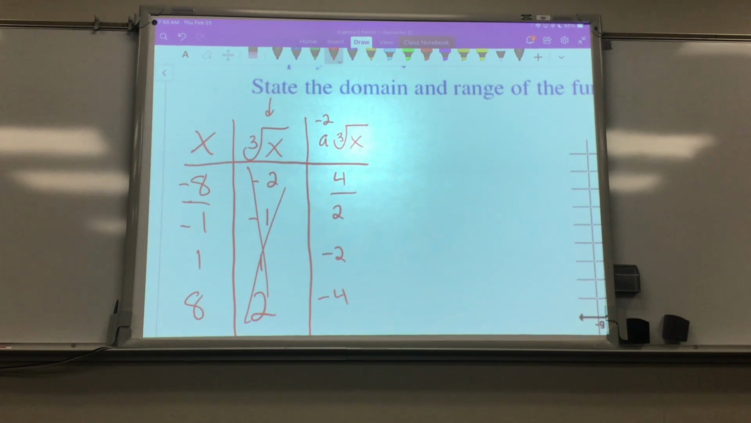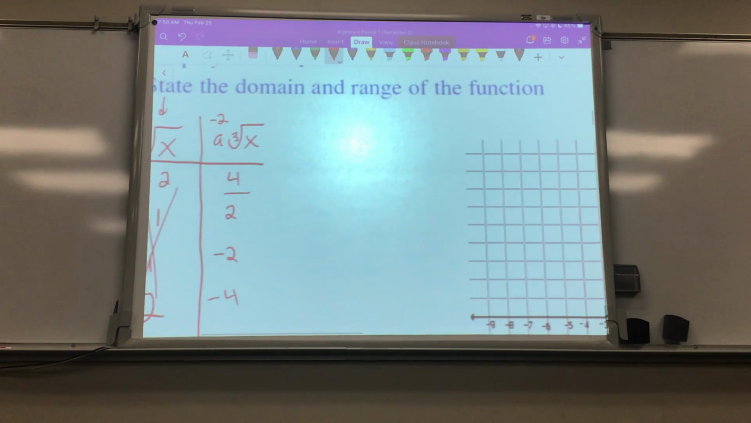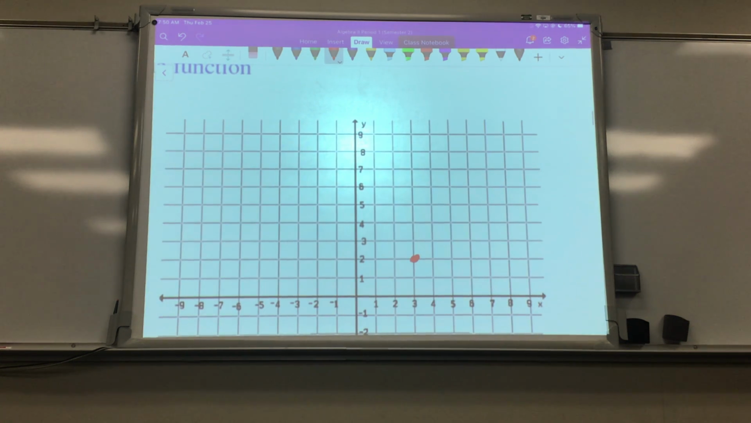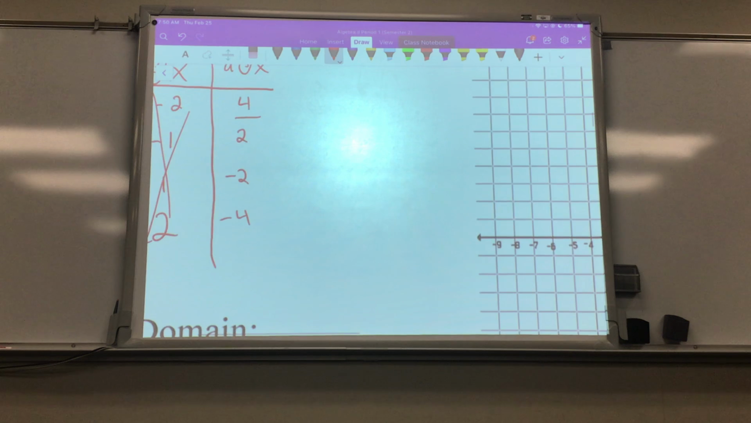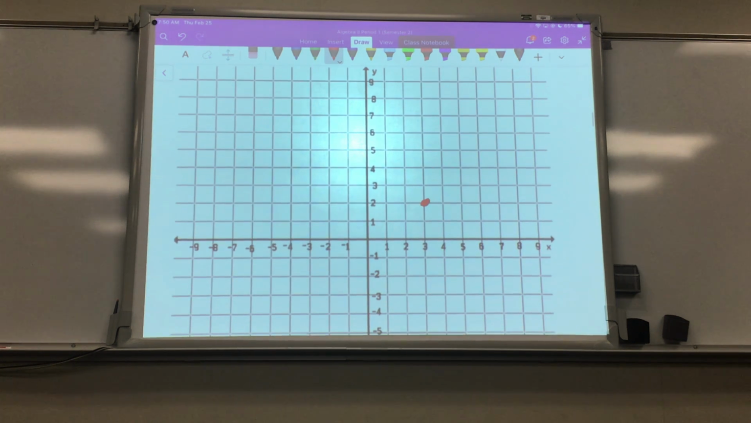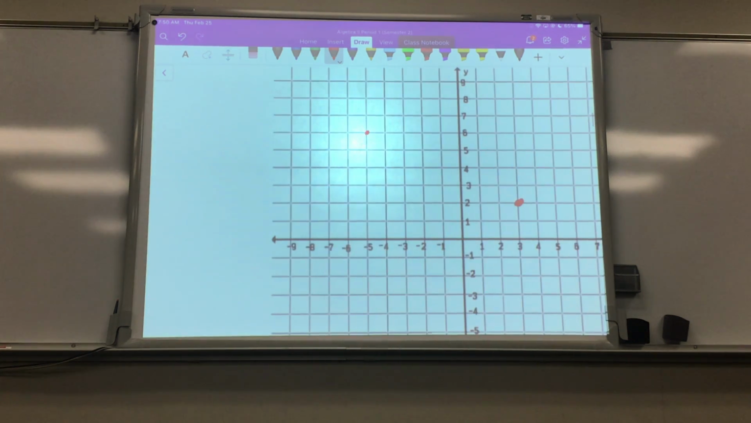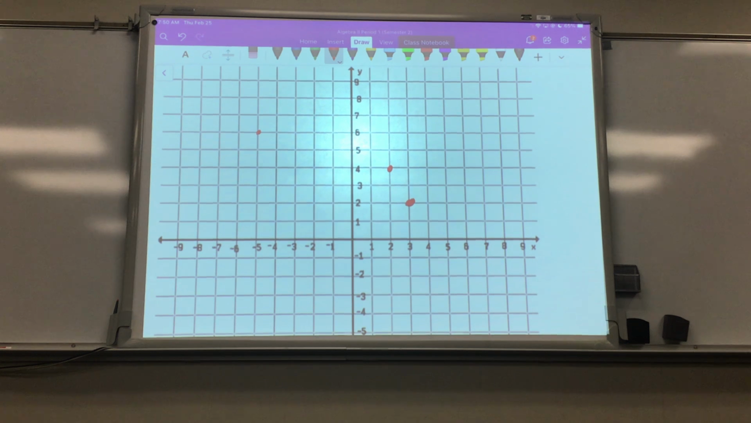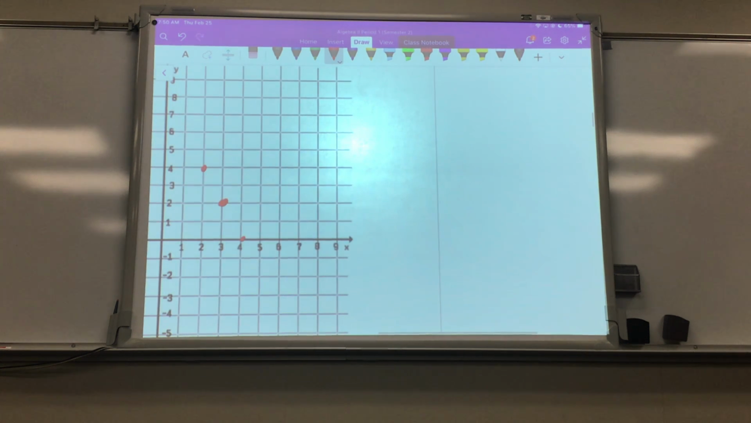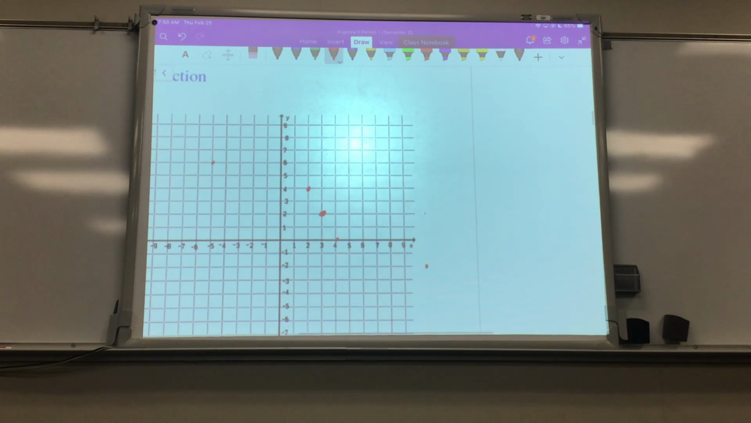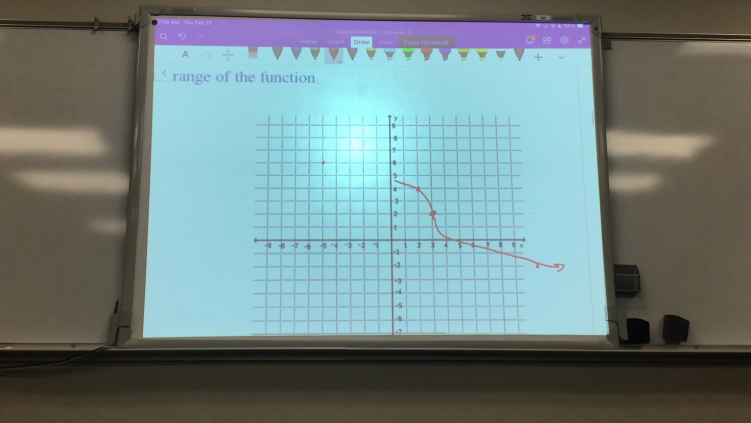Left 8, up 4 from what? From that point, that inflection point. So left 8, up 4. Then the -1, 2 says left 1, up 2; right 1, down 2; right 8, down 4. Now we've got a graph. I want to see those 5 points when you do this, please. I need to see 5 points.